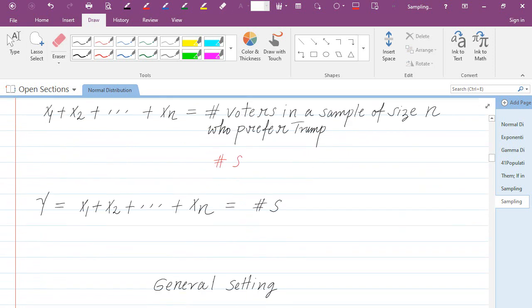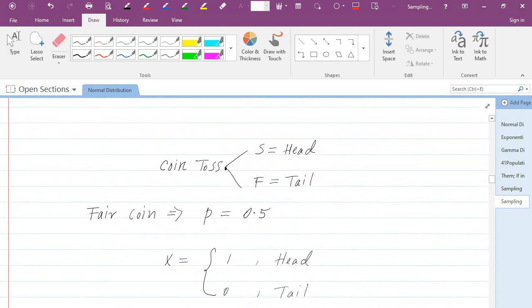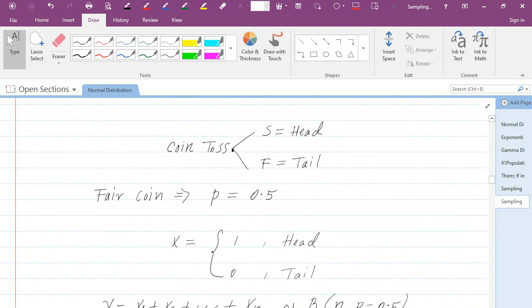Okay, so let me give another example. This is a classical example. Say I have a coin. If I toss a coin, I either get a head or a tail. Since I have only 2 outcomes again, getting a head, I'm going to call that a success, and getting a tail, I'm going to call that a failure. So S or F. And if it is a fair coin, then the probability of getting a head would be 0.5.